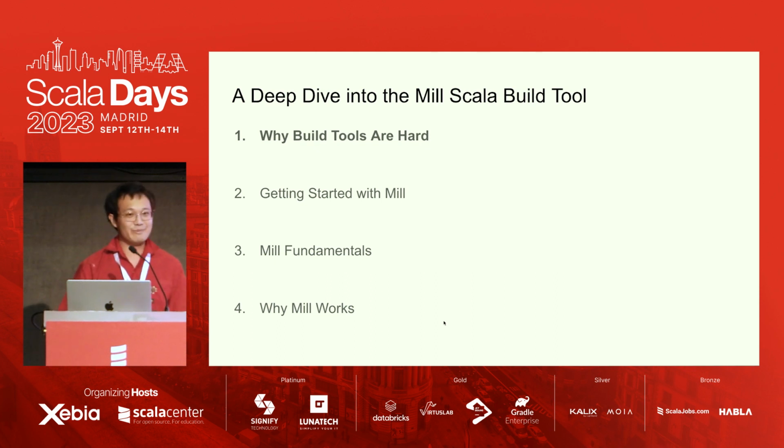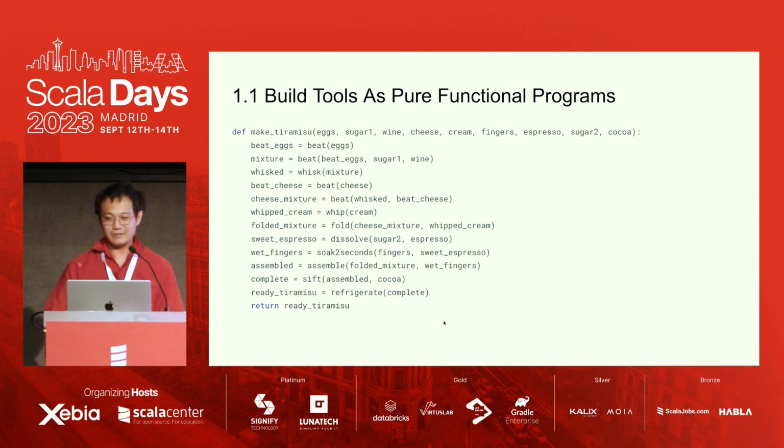So first, why are build tools hard? Build pipelines and functional programming have a lot in common. This is from an earlier talk, but consider this like pseudocode. It's functional pseudocode for making a cake or tiramisu. It's Python pseudocode, but it's straightforward.